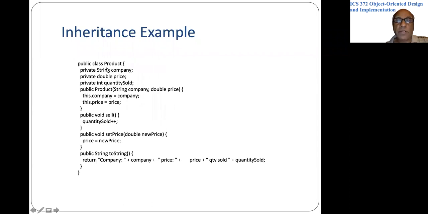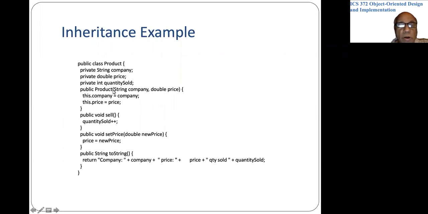So for example, let's see this class called product. It has a few attributes, fields. One is the company that produces the product. The second one is the price of the product. And this is the quantity sold for the product.